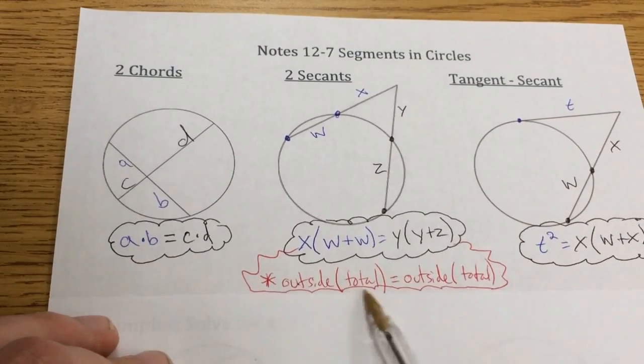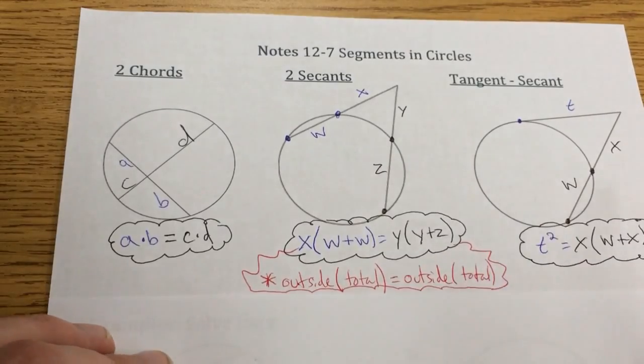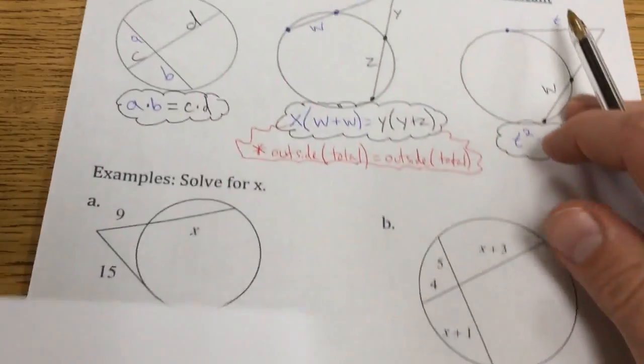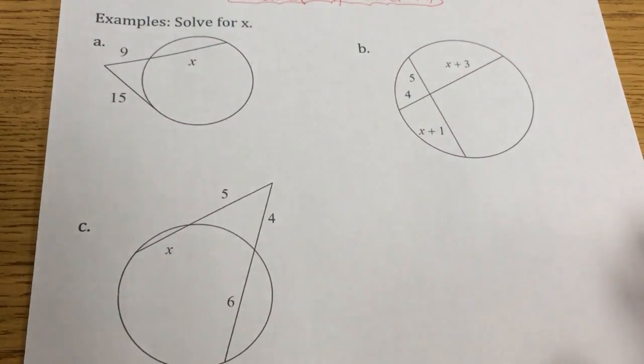Okay, that's important. So there's the three relationships, and I'll give you an example of each one as they work. But remember, outside times the total equals outside times the total will apply to both the two secants and the tangent secant together. Okay, here are the examples. Again, if you want to pause the video, copy these down so you can have them with us.